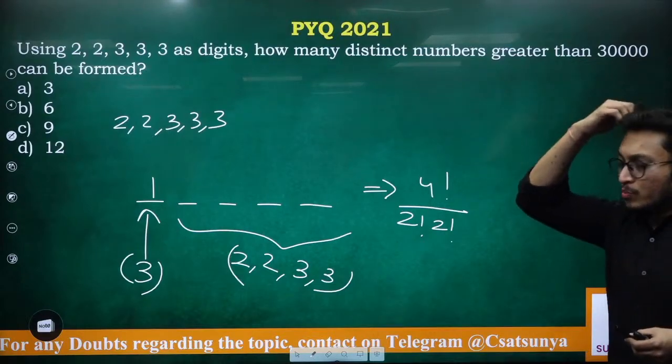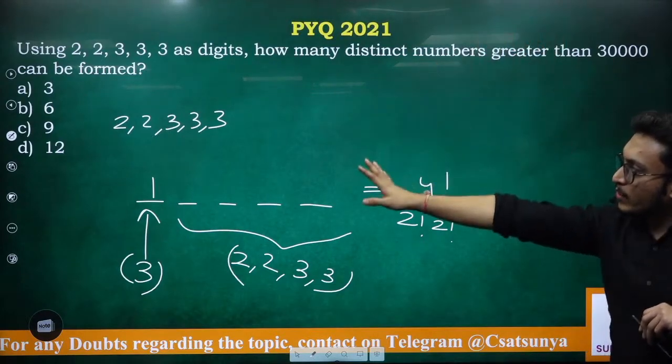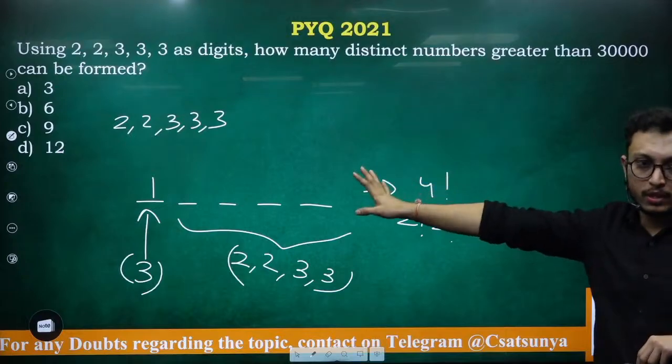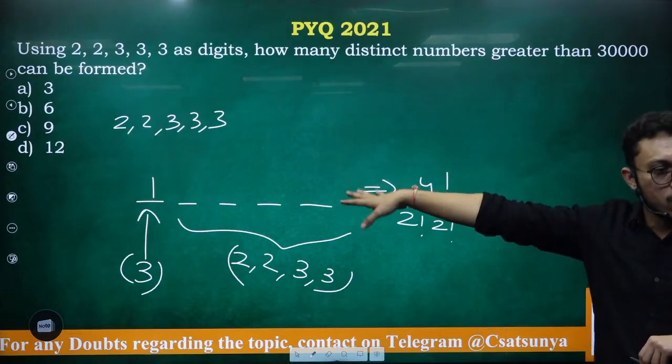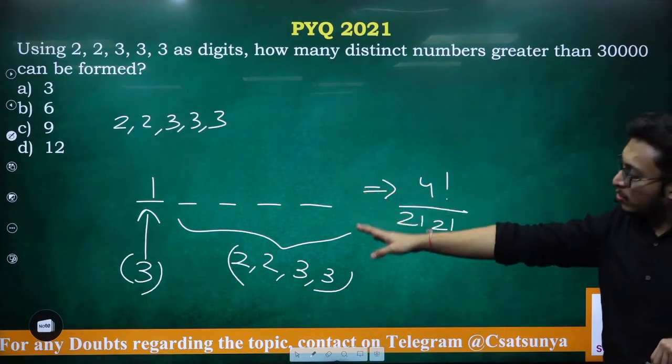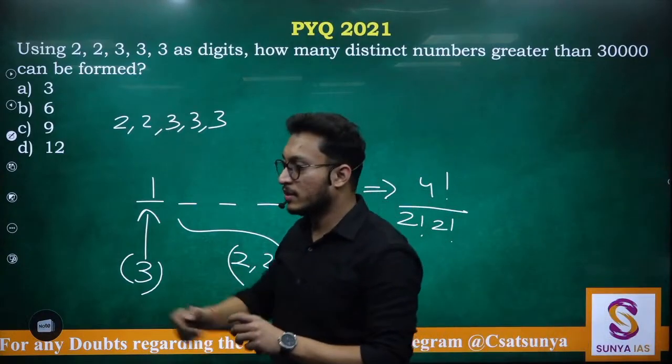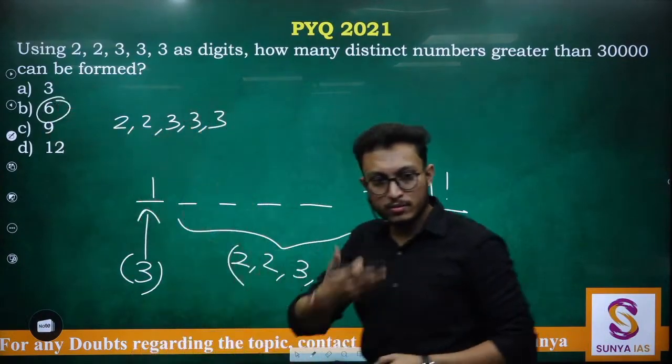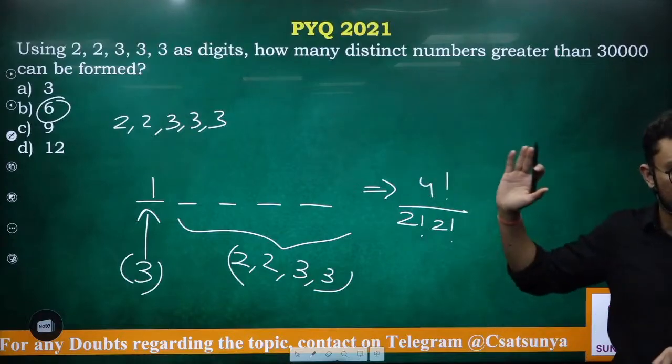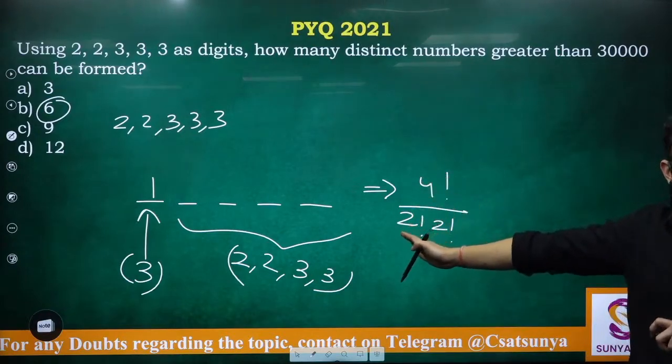See, UPSC code says these questions can be solved by counting. No doubt you can count all these. You can make 6 numbers, the answer comes out to be 6, and you can count, no doubt. But PNC will make your life easier.